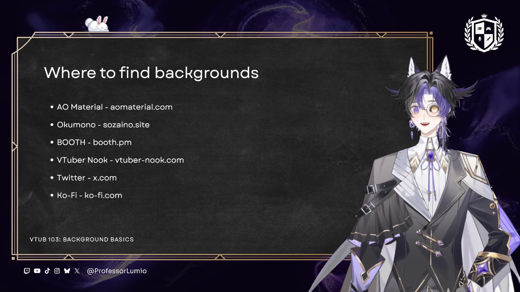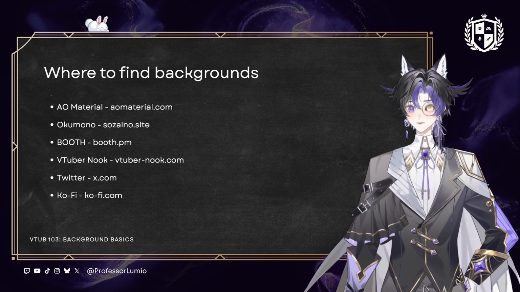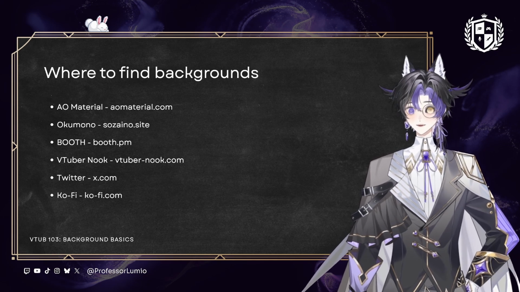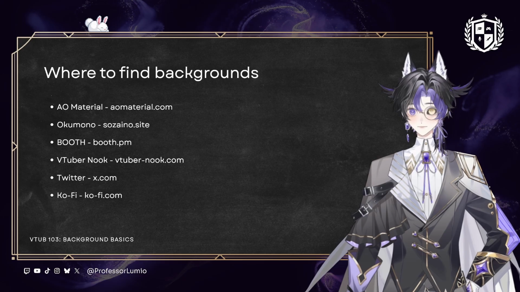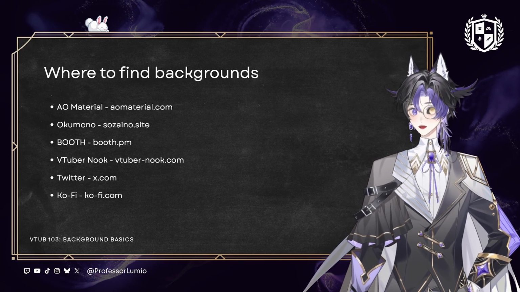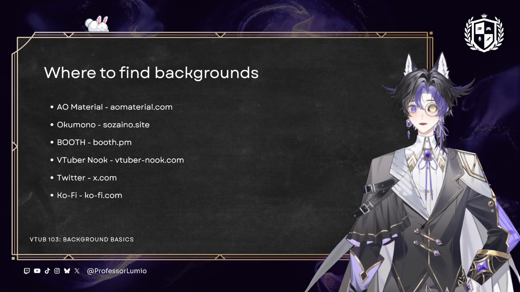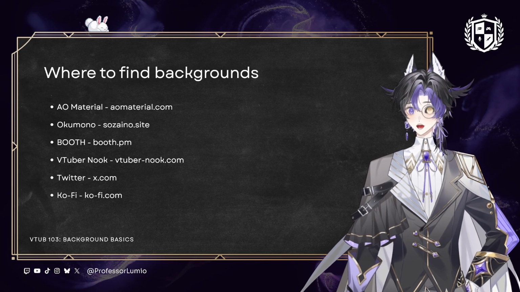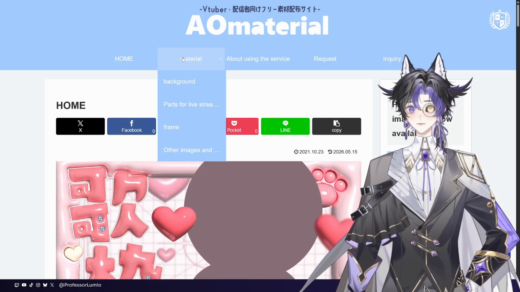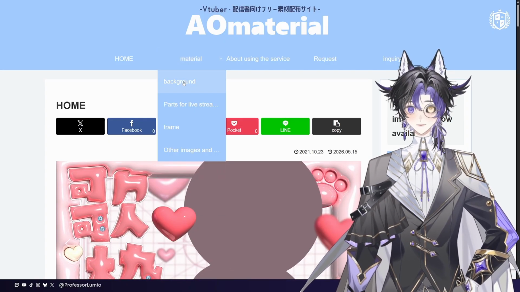So where can you find backgrounds? I've put together a few sites here that I've personally searched and used to find free backgrounds that are allowed to be used for your streams. And I'll link these down below as well. Sites like AO Material, Okumono, Booth, and VTuber Nook all have really good options. On the AO Material website, look for Material in the menu and click Backgrounds.